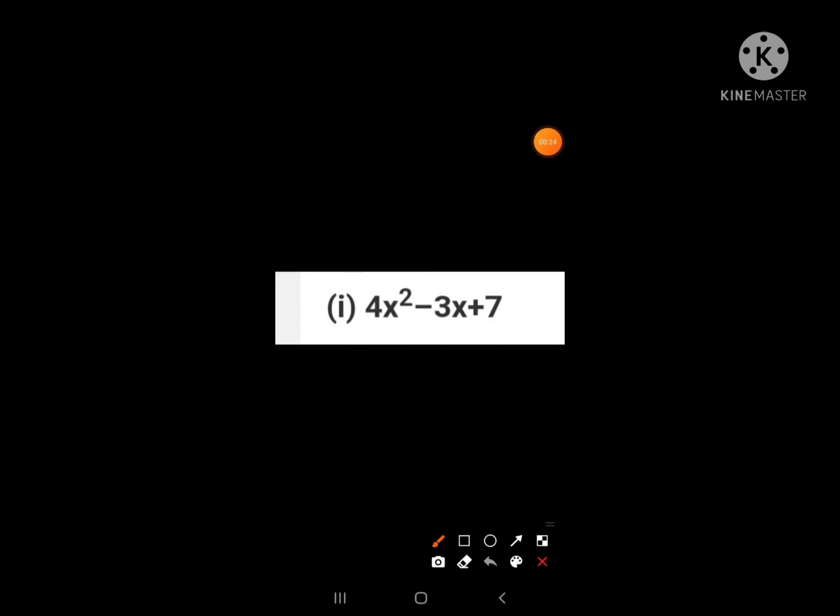You can see this 4x squared minus 3x plus 7. While seeing this, you will remember what I told you: polynomials are those which have a coefficient, variable and degree. This I have told you. Then you will say this is a polynomial.